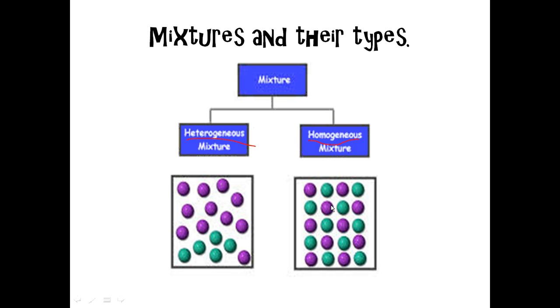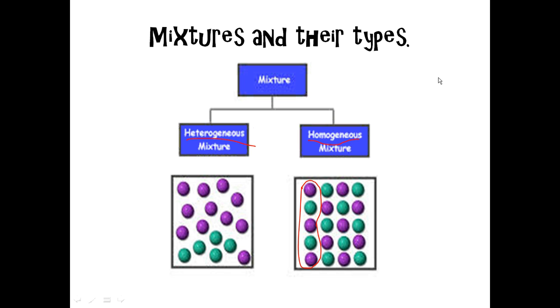In homogeneous mixtures, if you consider a small part of the entire mixture and compare it with another small part of the same mixture, you can see that the different components present in the mixture are in the same ratio, proportion, or amount when you compare these two specific parts of the mixture.